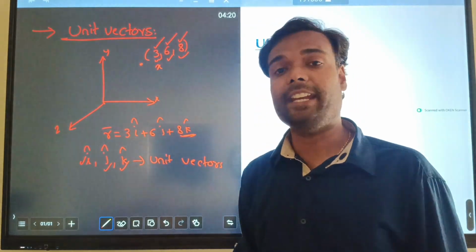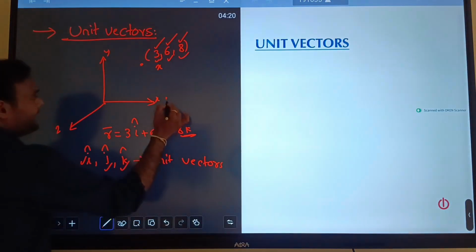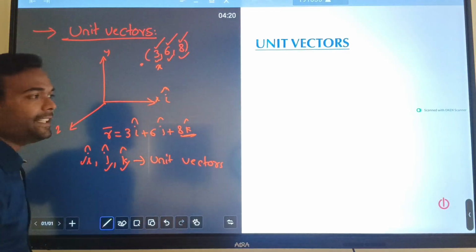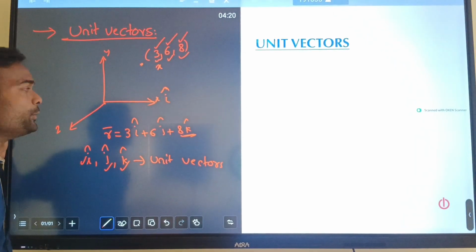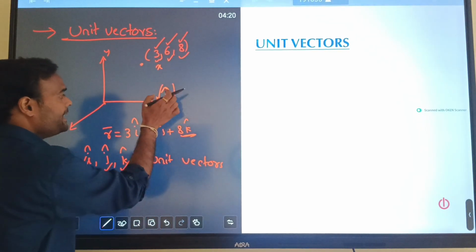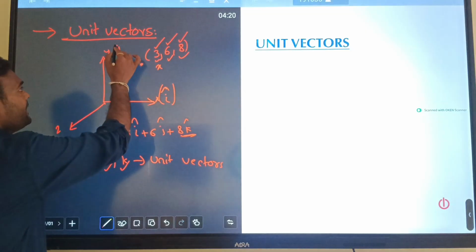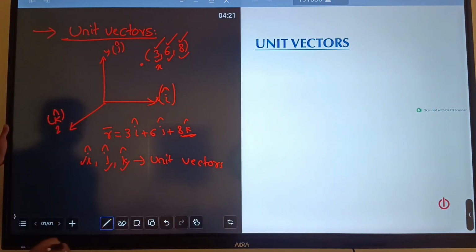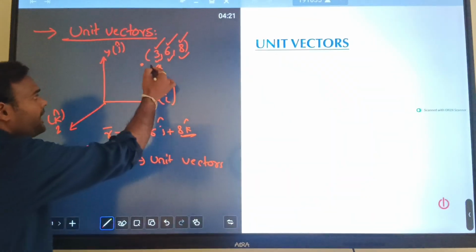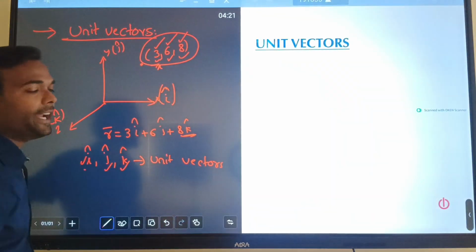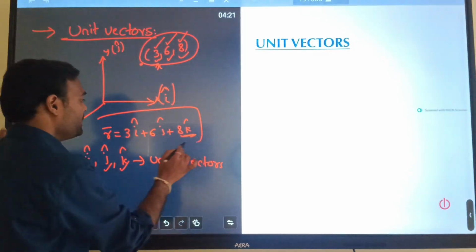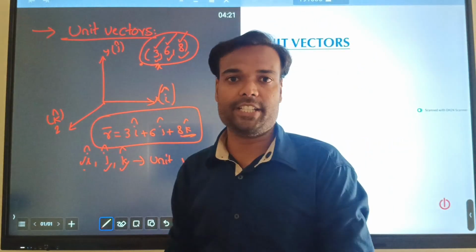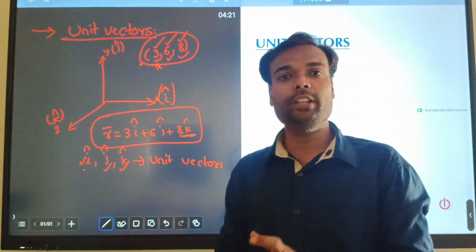Similarly, if 8 is along with k, we can say 8 is representing in the direction of the z-axis. So here i cap, j cap, k cap are orthogonal unit vectors. i is specially for the x-axis, j is specially for the y-axis, k is specially for the z-axis. Along with this i, j, k, if I am representing some magnitude, it says that the magnitude is represented in one particular direction. So this is the application of a unit vector.